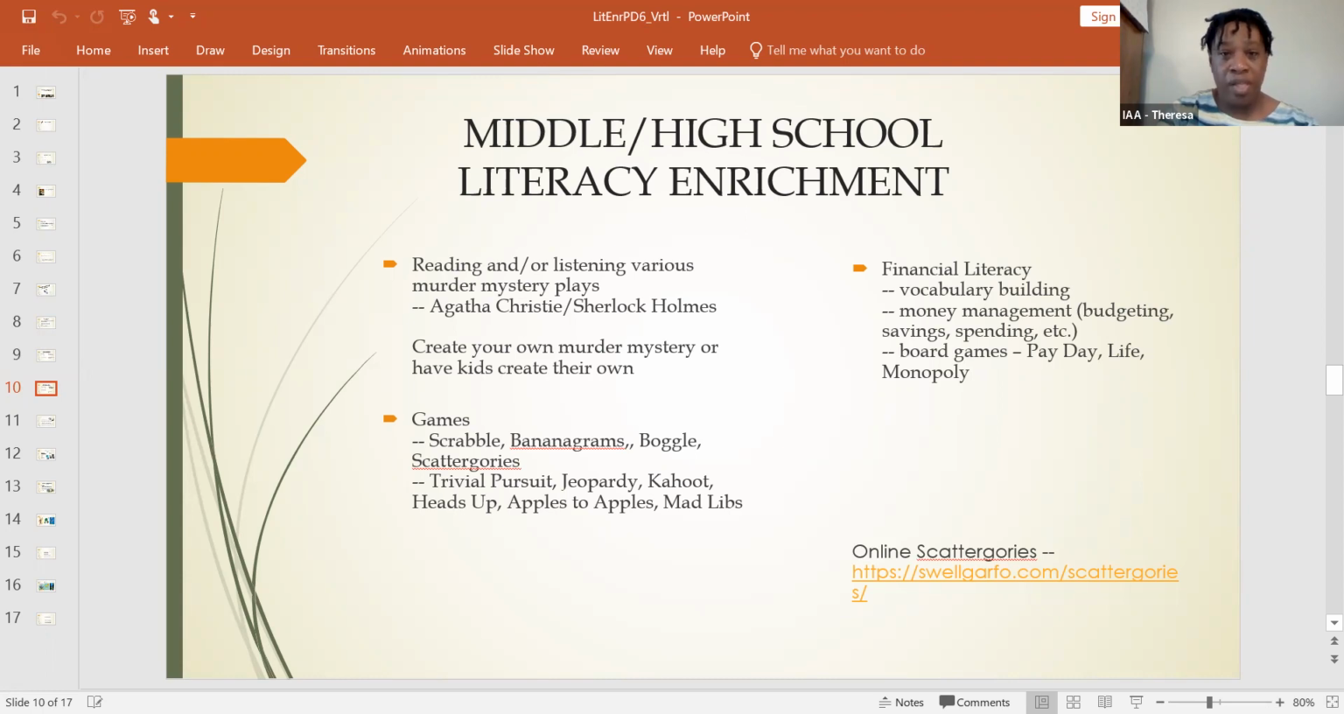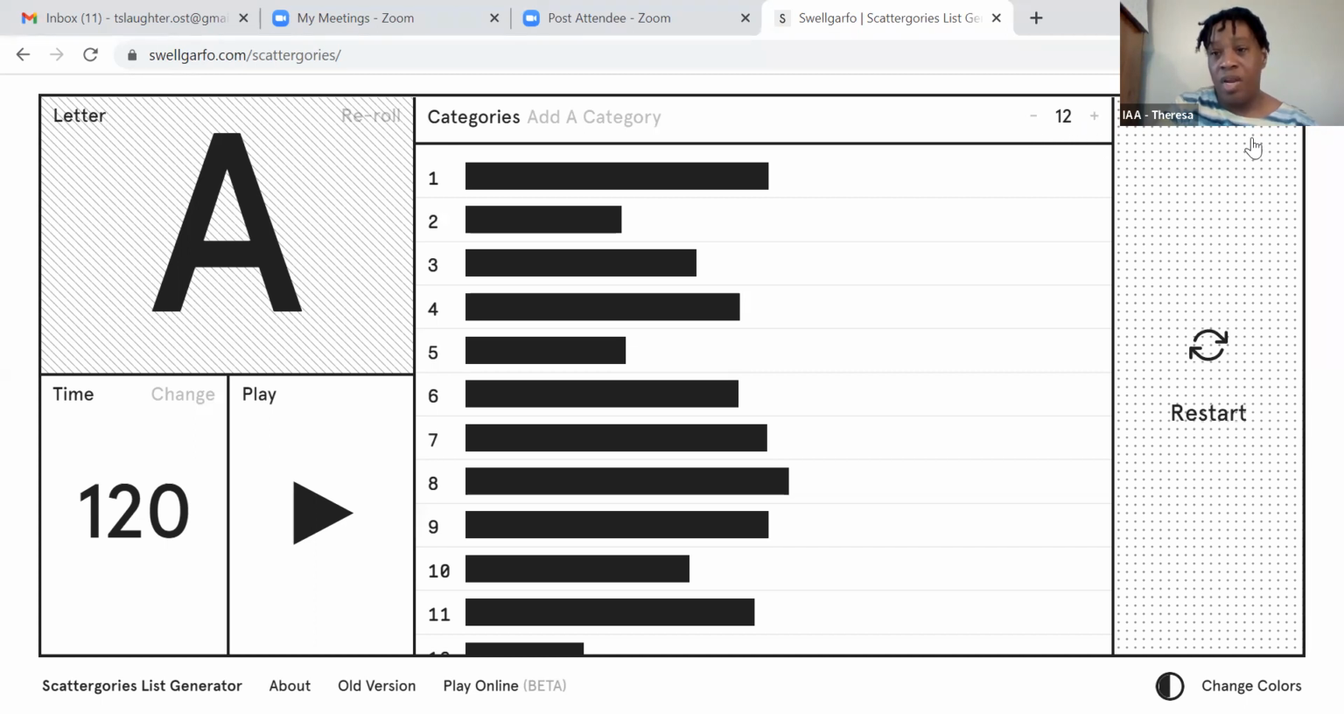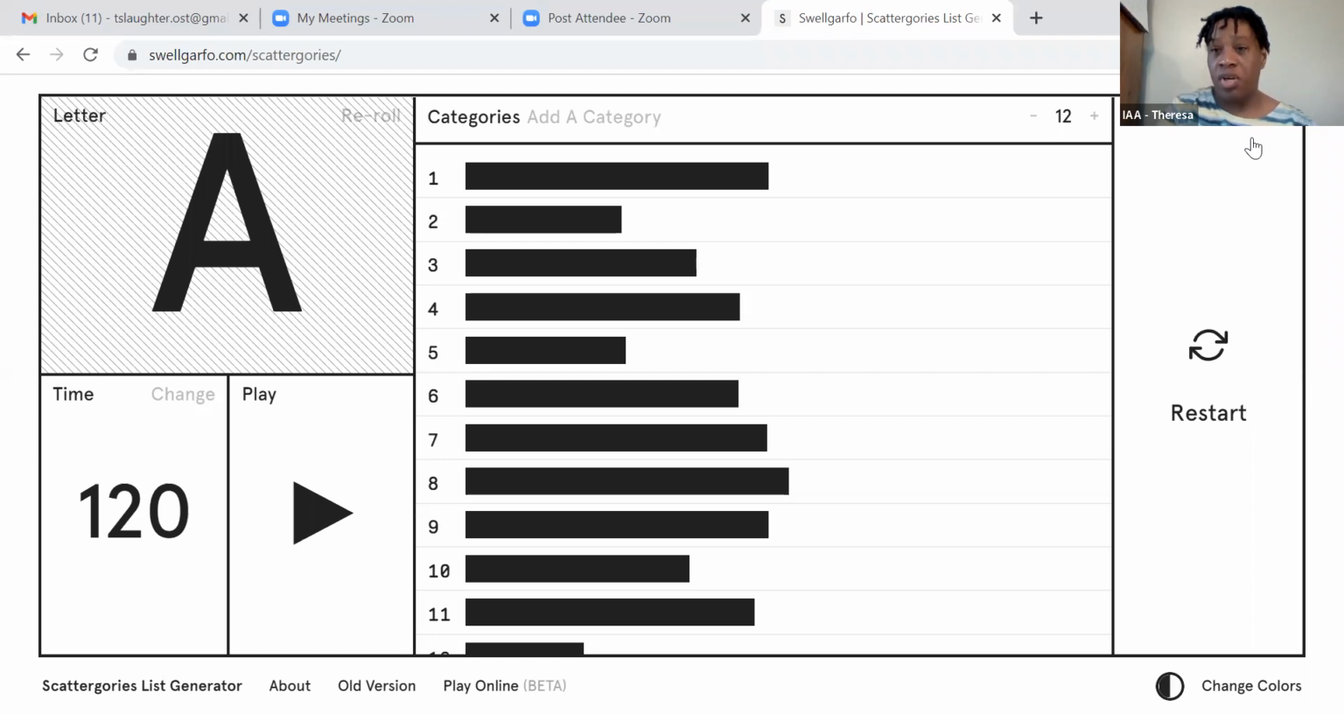So we are going to actually play our online categories. So if you could find a piece of paper and pencil or writing utensil. And this is an online one. This automatically does it. So in this box right here, you have the letter, you have the time, and you can change the time, and then you push play. If you want more than 12 categories, you could do more or you could do less. That is up to you.